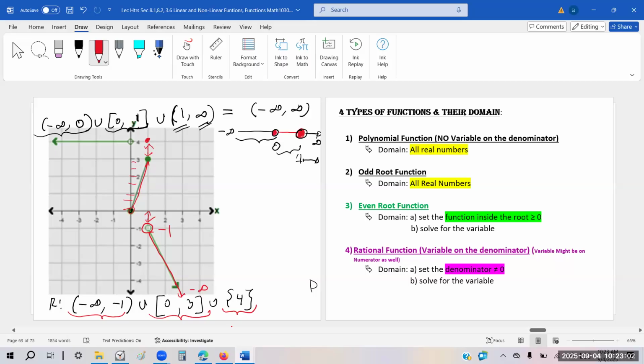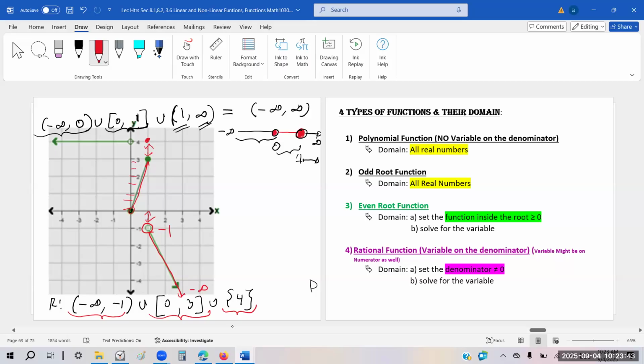Finding domain is easier. Depending on what type of function you have, you find domain differently. For example, we all have different types of problems in our life, right? And we solve based on what problem we have. So based on each function, what type of problem they have, we find the domain differently. So first we have polynomial. Polynomial means it doesn't have any negative power, no variable on the denominator, it doesn't have any square root, it doesn't have any fraction power, it has only whole number and positive power.